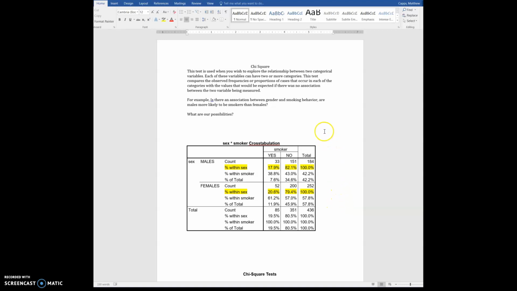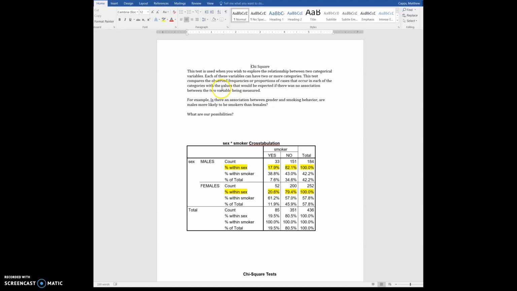So the next things we're going to look at are the non-parametric tests. And I want to try to go through these three all within this one video. So the first one that I mentioned in the introductory video was the Chi-square. And it's used when you're checking for relationships between categorical variables.